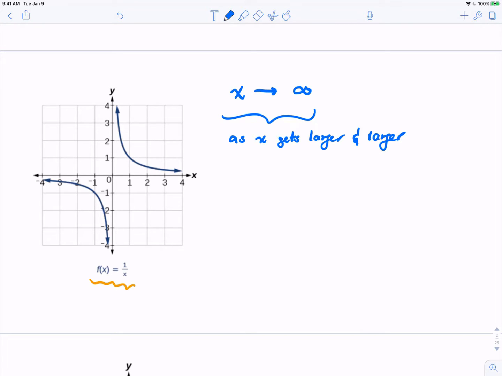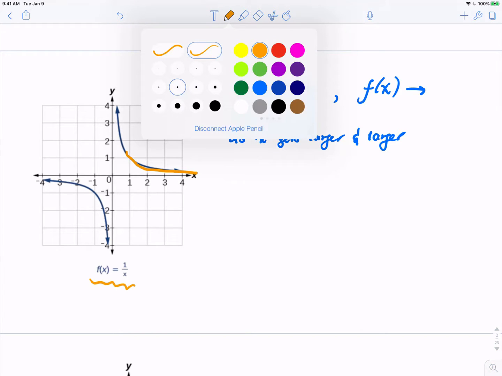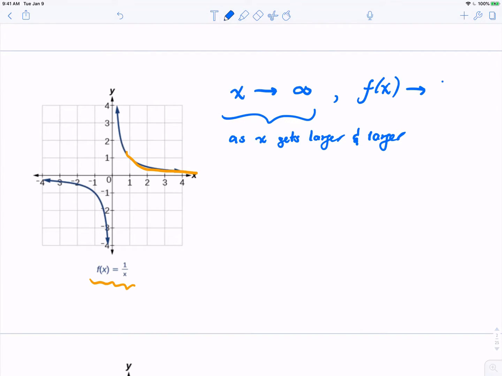And usually what we write is as x approaches infinity, we want to know what the y values are doing. In other words, what is f of x doing? Is f of x approaching a certain number? Well, if we look at this graph, as x gets larger and larger, it looks like the y values are getting smaller and smaller, but they aren't going negative. It looks like they're just getting closer and closer to 0. So we would write as x approaches infinity, f of x is approaching 0.